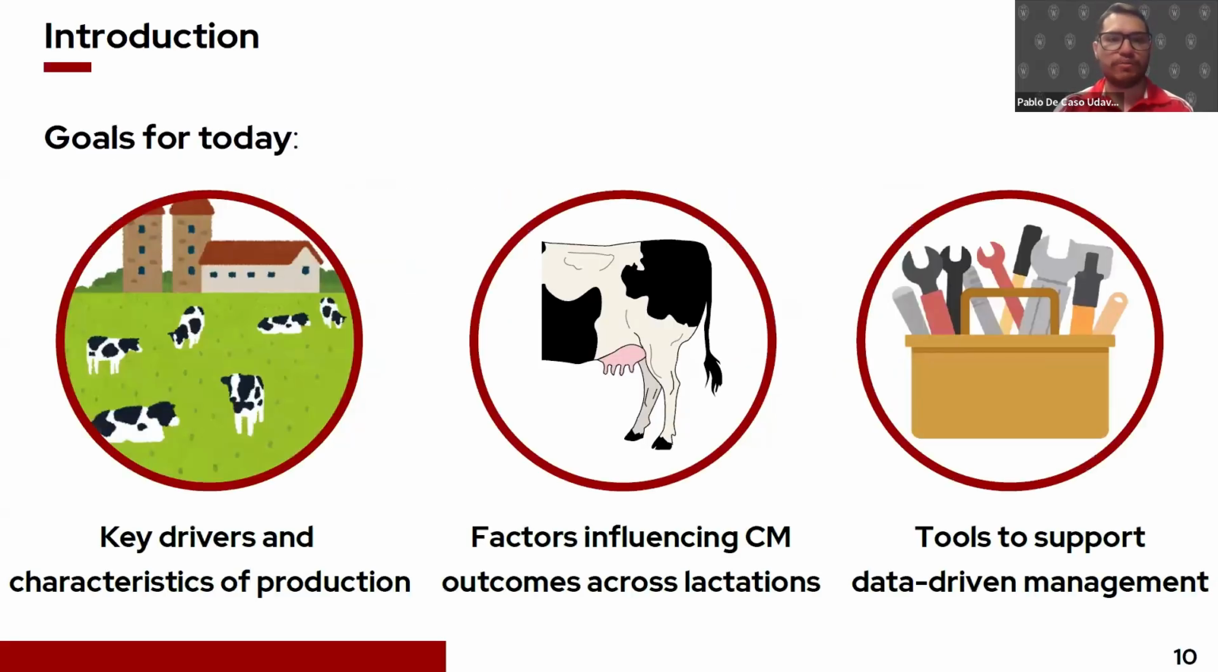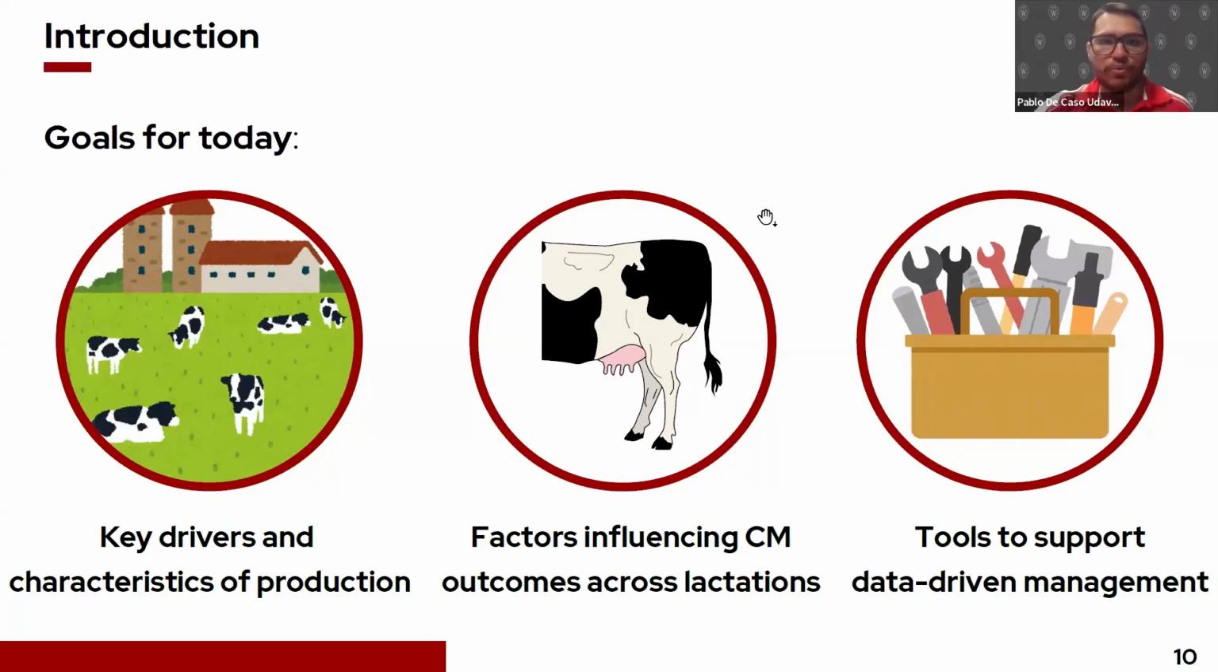So now that we have that clear picture, this is an overall layout of the goals of today. First of all, based on that last objective, we would like to present a little bit of the insights and preliminary results that we have on key drivers and characteristics of production that organic dairy herds have within different regions. Then, as a second step, we're going to discuss the factors that are influencing specifically clinical mastitis and its outcomes across different lactations. And then lastly, we're going to present some tools and resources that we hope you could potentially incorporate into your data-driven management within your dairies.